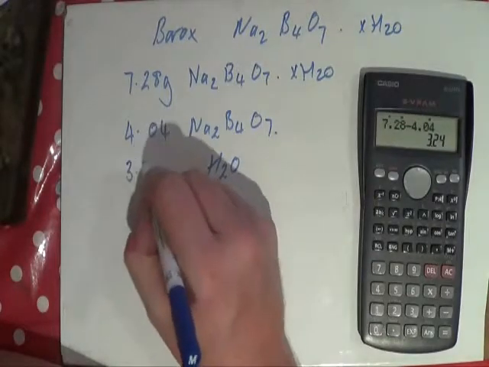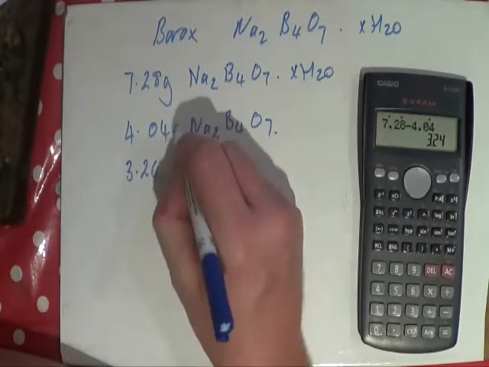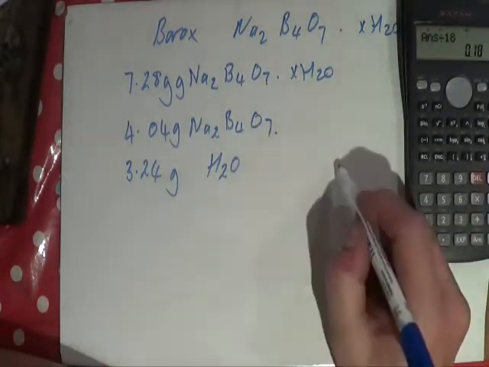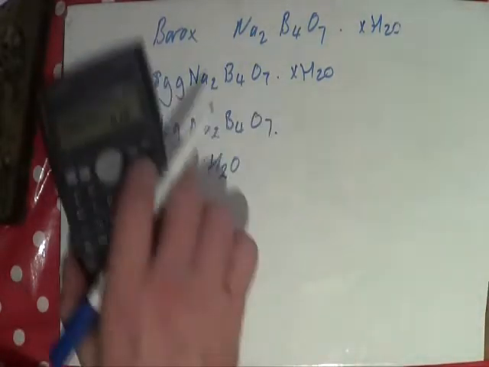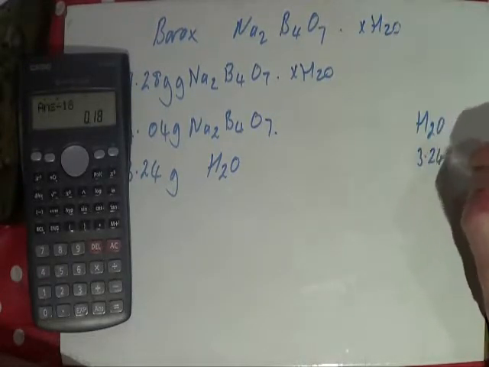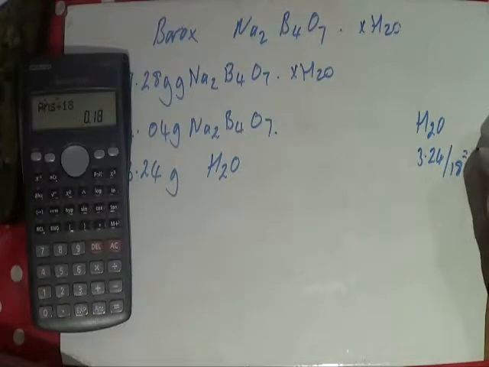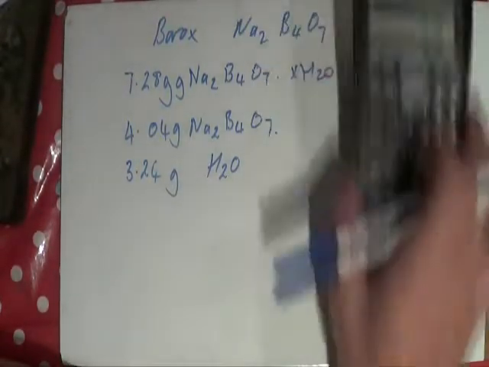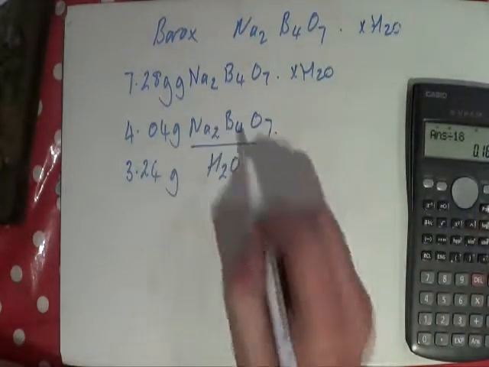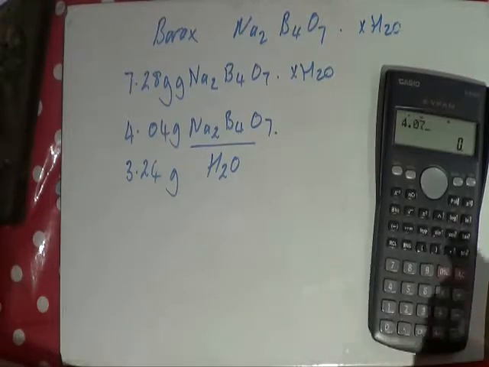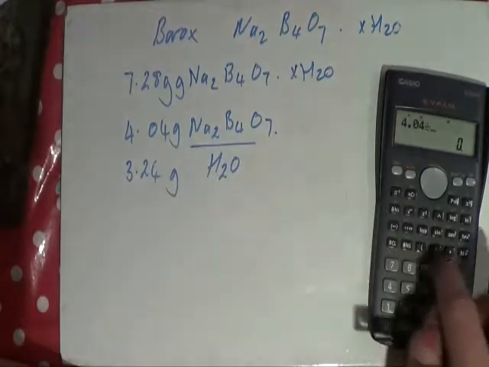So we had 3.24 grams of water there, and we'll just quickly divide that by the RFM of water. Water, we had 3.24 over 18 equals 0.18. So that was our moles of water. We need to compare that to moles of our anhydrous salt. So our moles of our anhydrous salt was 4.04, the mass of the anhydrous salt, divided by the RFM of this.